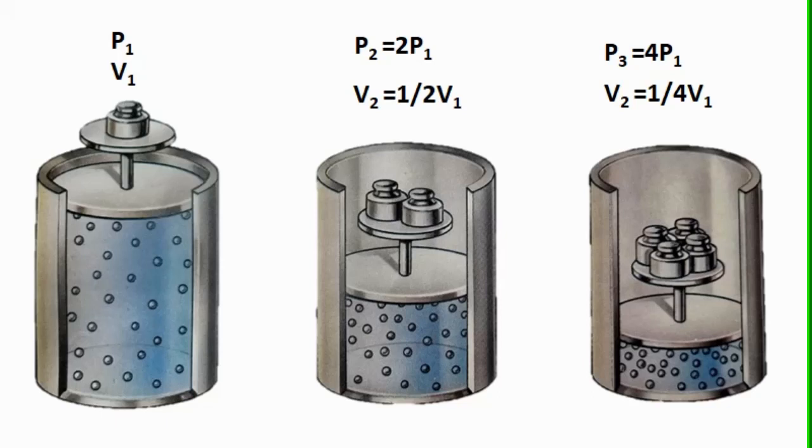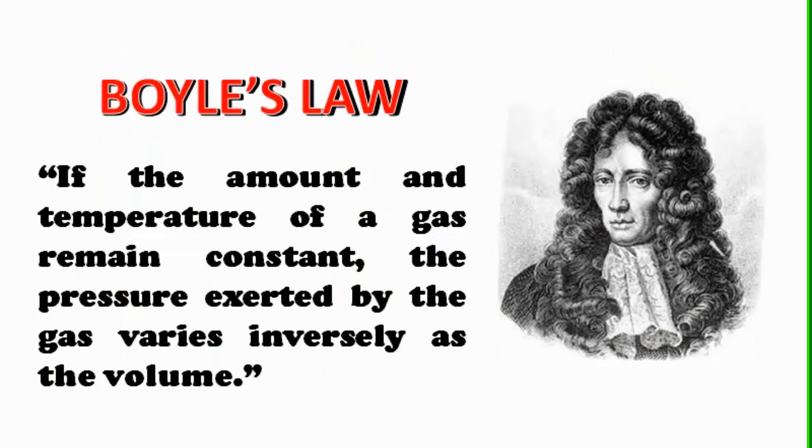More precisely, the pressure varies inversely with the volume. The product of pressure and volume is then a constant. The British chemist Robert Boyle arrived at this principle by experiment 300 years ago. The relationship is called Boyle's law. Boyle's law states that if the amount and the temperature of a gas remain constant, the pressure exerted by the gas varies inversely as the volume.